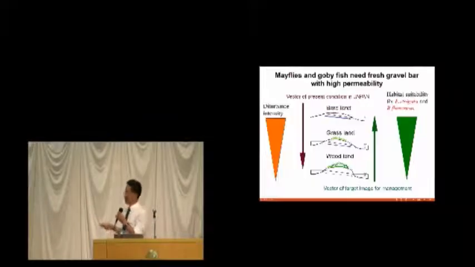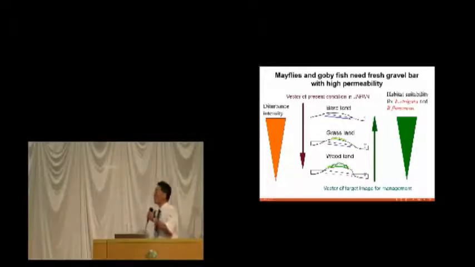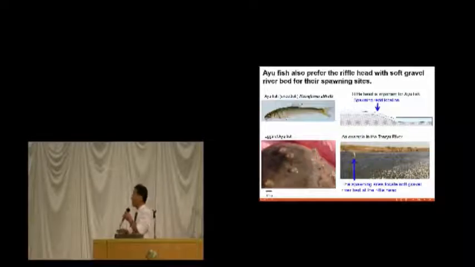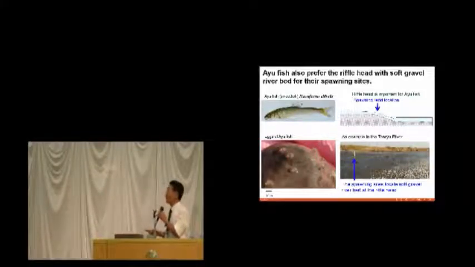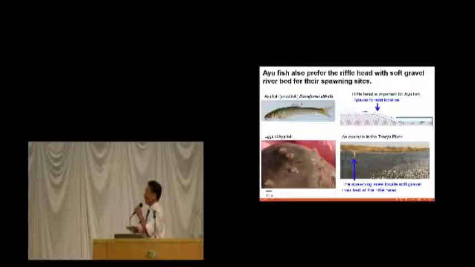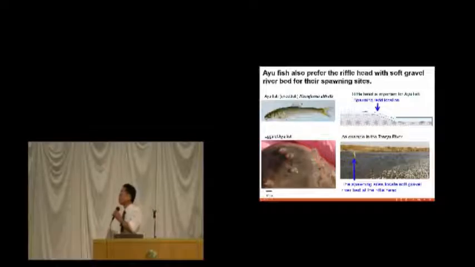And the next question, how fresh is enough for them? In order to answer this question, we have to monitor the geomorphology and make the correspondence between the time after creation and the suitability of the habitats. And this kind of work has been done in the Tenryu River, using the sweet fish, ayu fish.